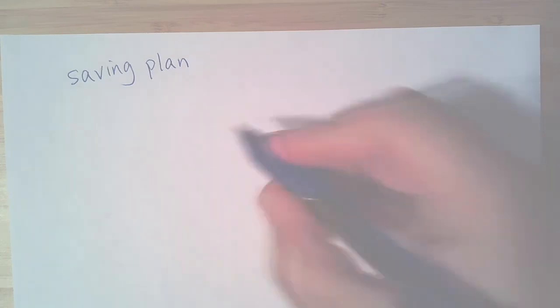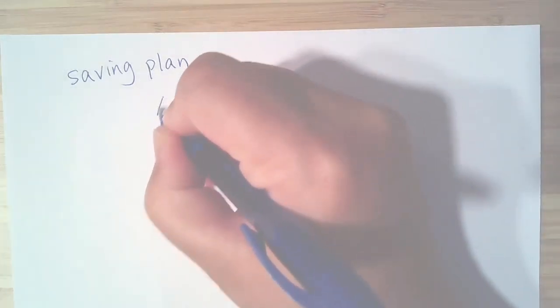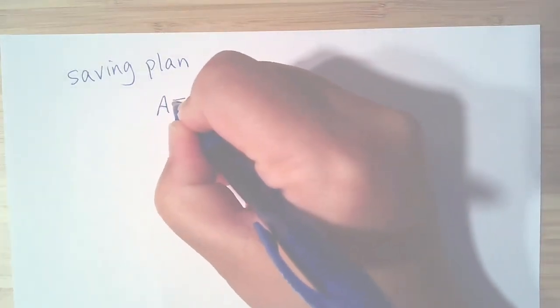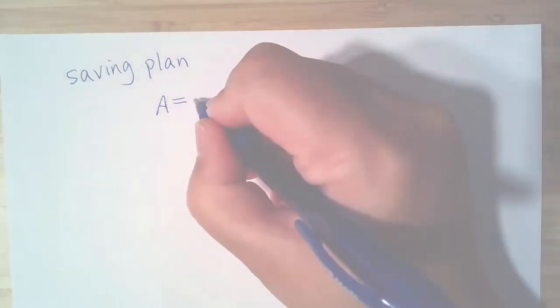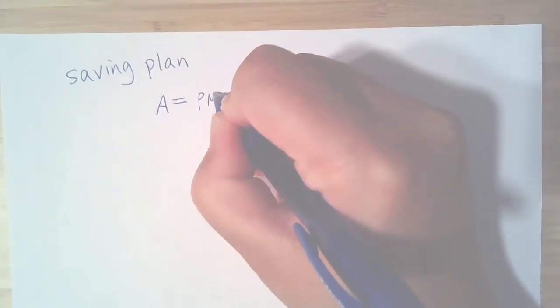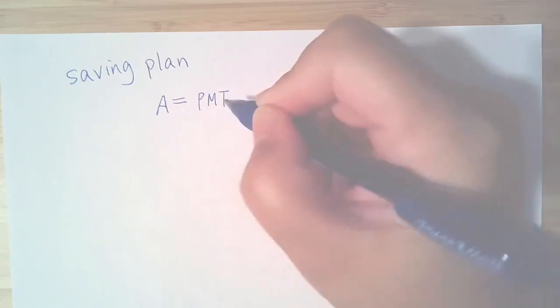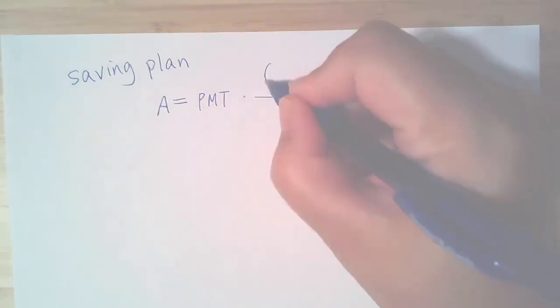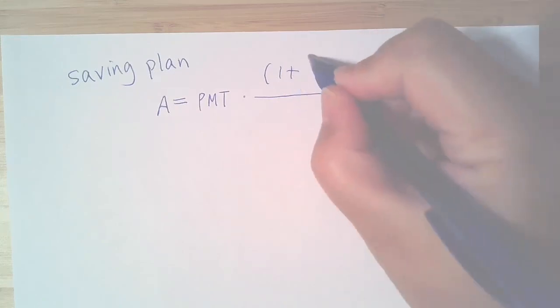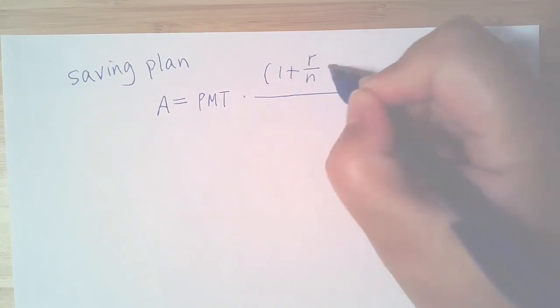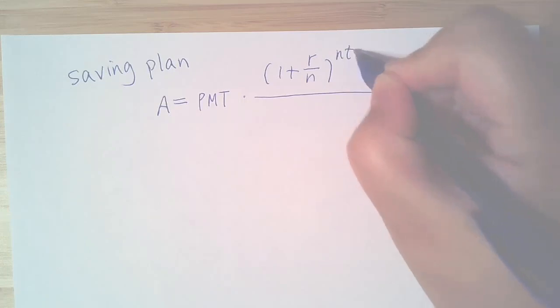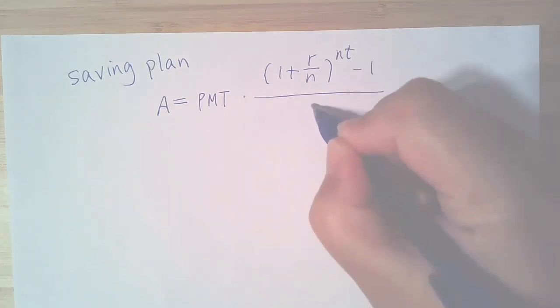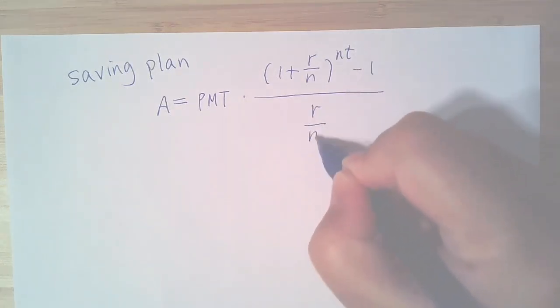Let me write down the formula first. This amount is the final number, or the final amount you want to have, and the PMT is the monthly payment. And the formula is like this. On the top is 1 plus R over N, to the power NT, minus 1, and the bottom is R over N.